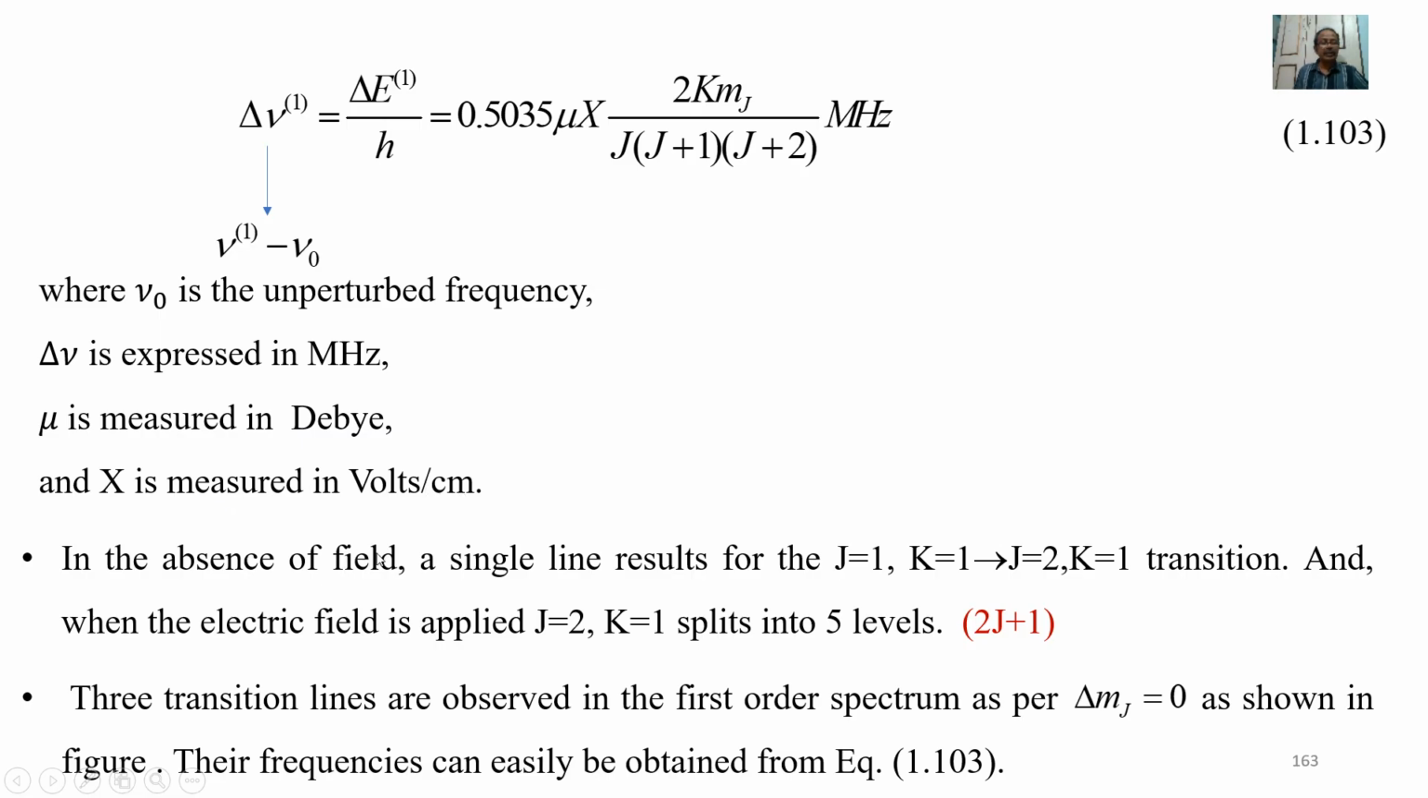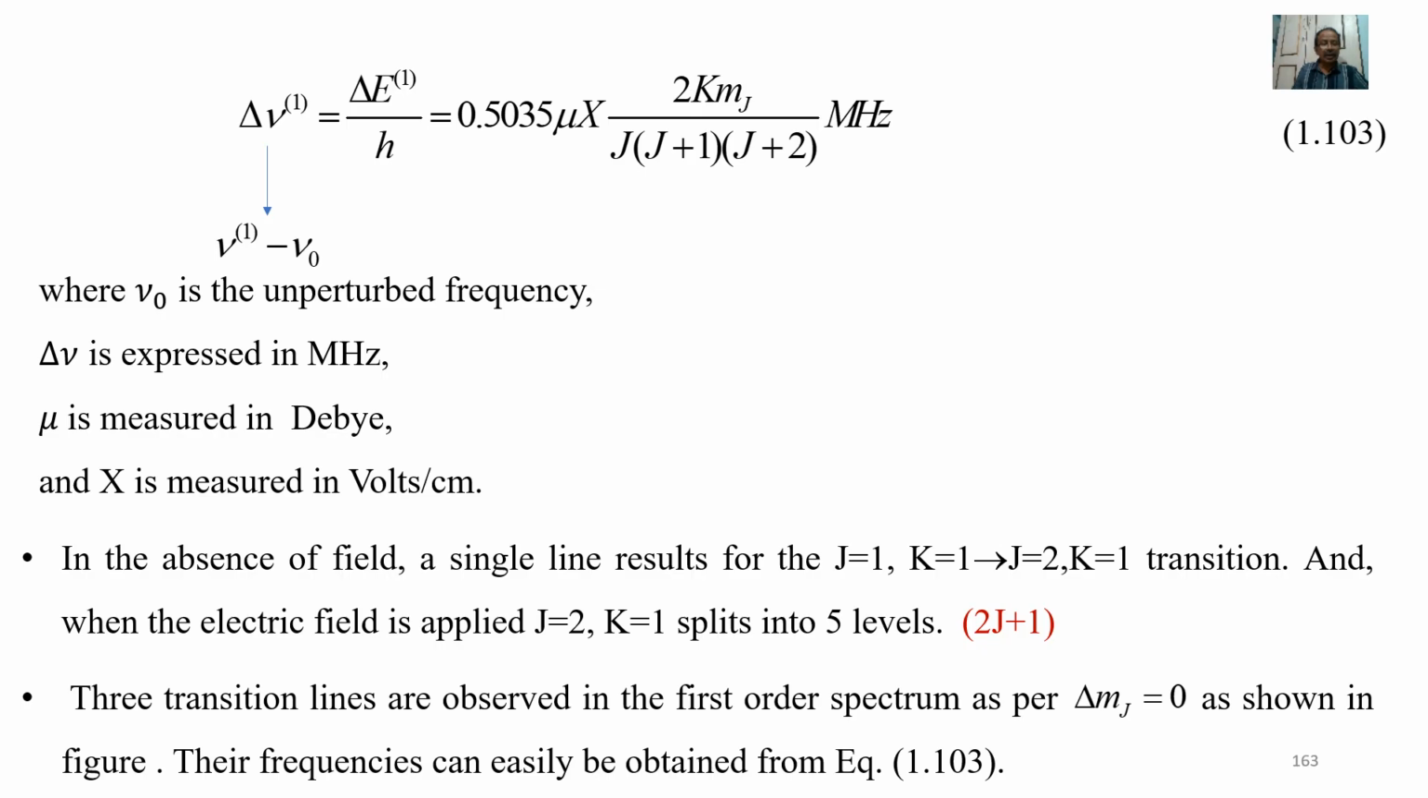In the absence of field, a single line results for j equal to 1, k equal to 1, to j equal to 2, k equal to 1 transition, which we see now in the figure. And when the electric field is applied, there will be a transition from j equal to 1 to j equal to 2. So this j equal to 2, k equal to 1 will split into 5 levels using the formula 2j plus 1. So instead of j you substitute 2. 2 times 2 gives you 4, 4 plus 1, so 5 levels. So we are going to see the figure now.